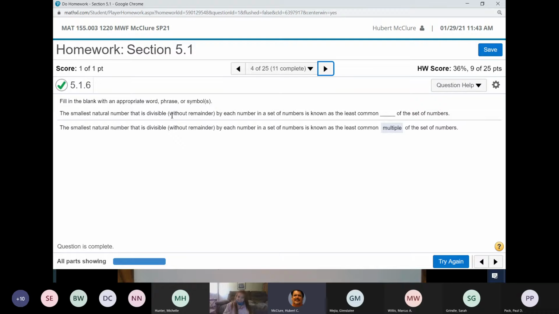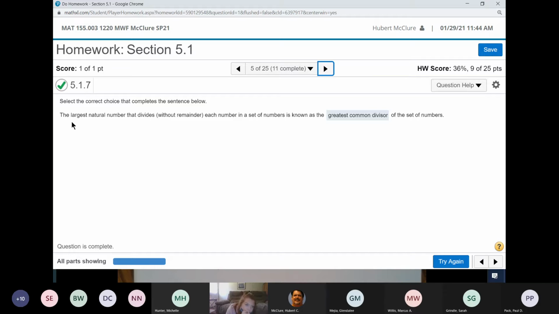Smallest natural number that is divisible. Okay, what does this mean? Well, we're going to get into this when we get at the end of 5.1. So least common multiple, we'll get to that. Next. The largest natural is called the greatest common divisor. The largest number that divides each number is the greatest common divisor.